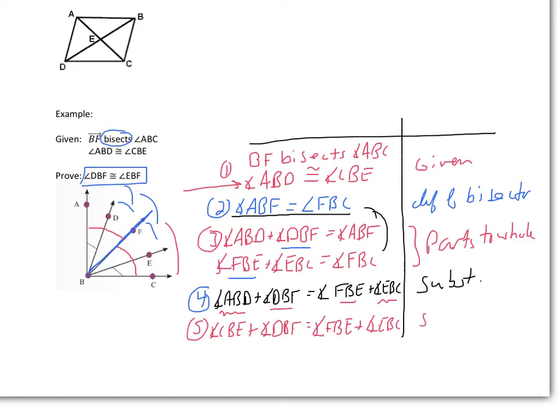Again, that was substitution. And if I have the same thing on each side, and I subtract them, again, these two things are equal. The letters are reversed, but they're the same angle. If I subtract that from both sides, I'll end up with just angle DBF and FBE. And again, we got that by subtraction. That is our first proof. And this ends section 4, video 4.